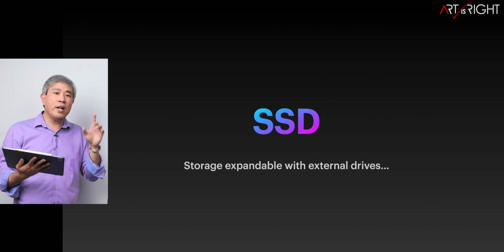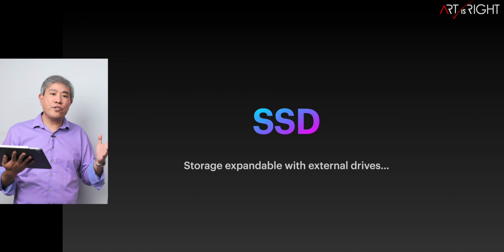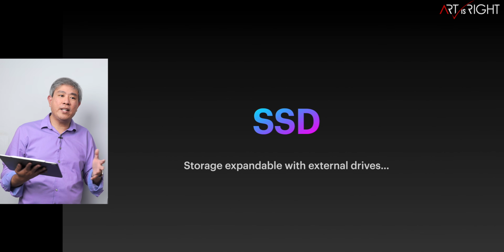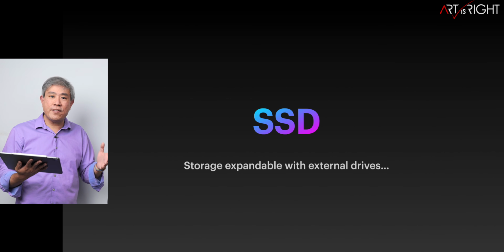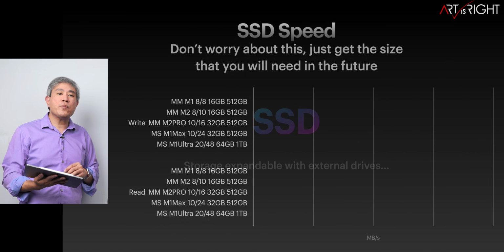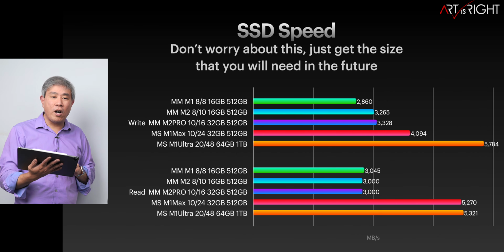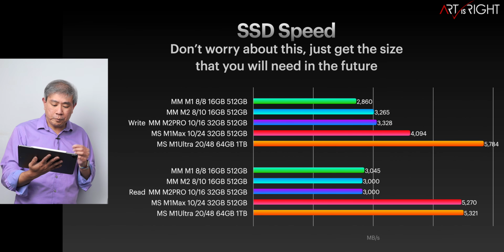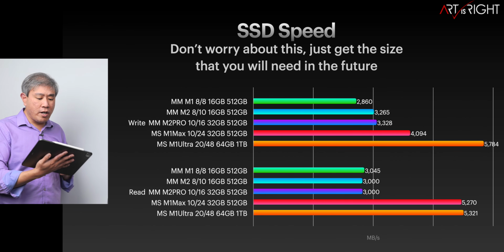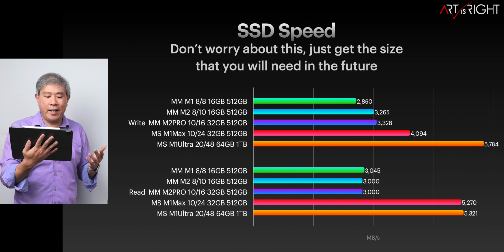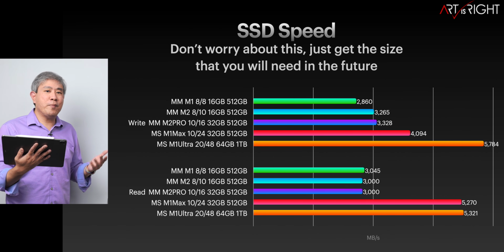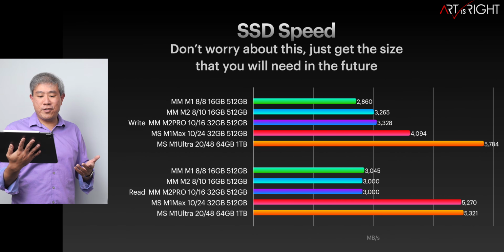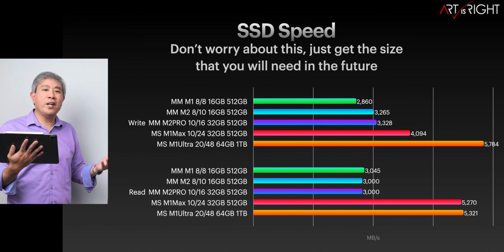So choose the one you want, and remember that with regards to SSD, you can always expand storage after you purchase the machine with external drives, external SSDs and everything. And this is pretty much the SSD speed for all of these machines tested together. Now, just looking at this chart in general, I would probably say that the M2s and the M2 Pros are performing a little bit better than the M1s actually.